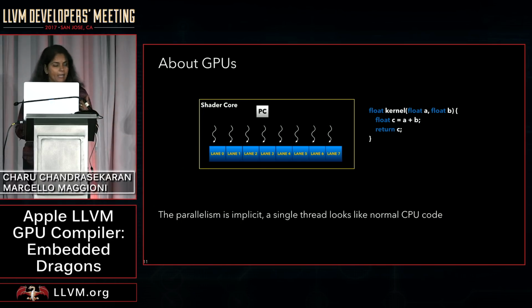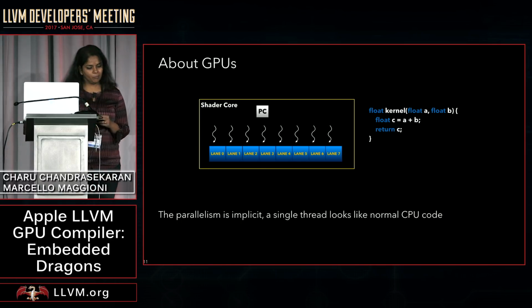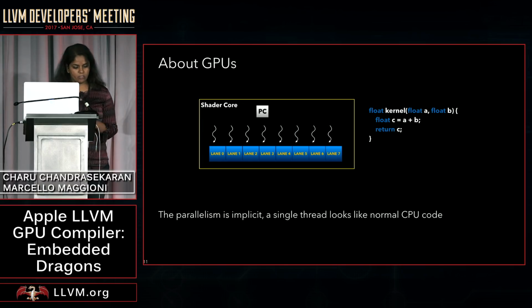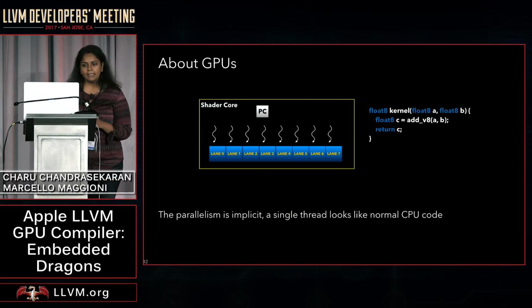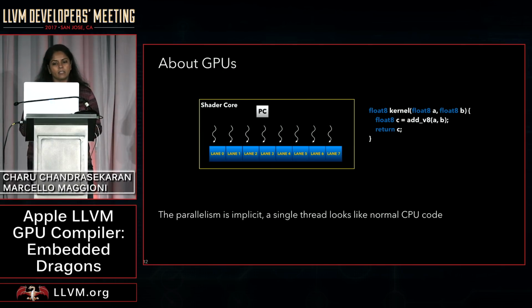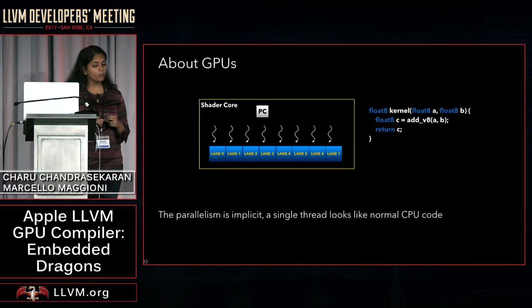Let's look at that with an example. So here's a GPU kernel. It takes two floats, A and B, adds them up, and returns a float C, which is the result. If this were to be run on our 8-wide SIMD GPU, then because of the implicit parallelism, the input and the output would become a float8 as opposed to just a float.